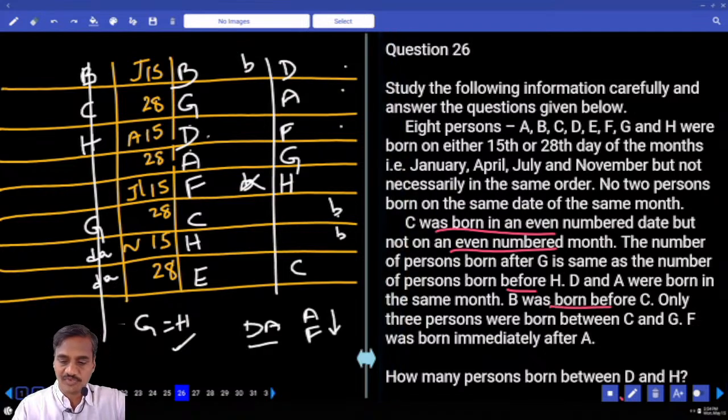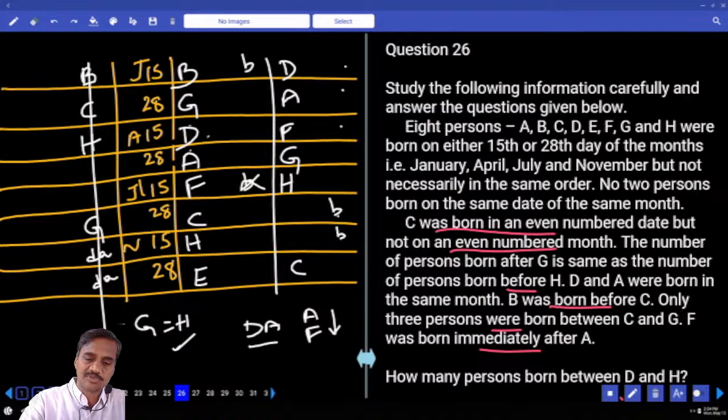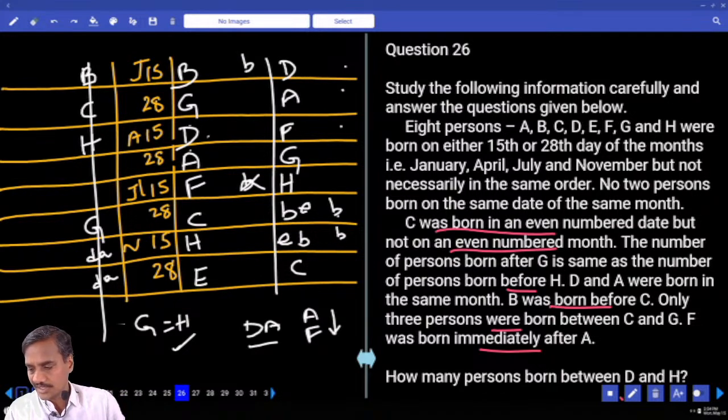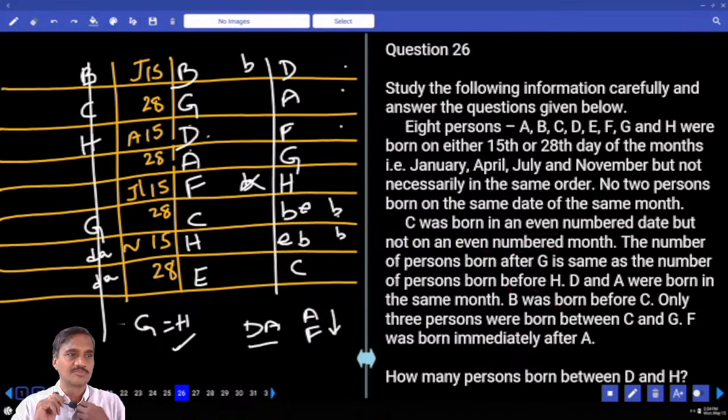Then B was born before, only 3 persons between C and G. F was born immediately after A. F is immediately after. Then what is the other information we have left over here? Now B can be at any one of these places, right? If B is here, C will be here. Or if B is here, C will be here. Now C is already there. Now B and E. Any information that can be finalized with the help of this one?